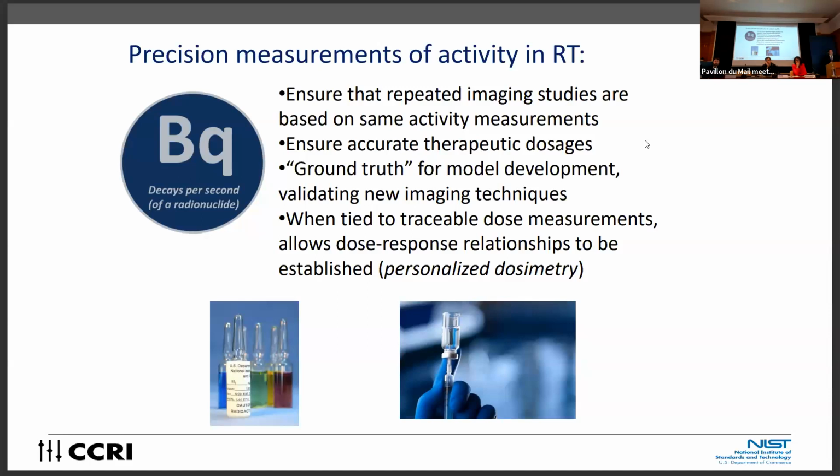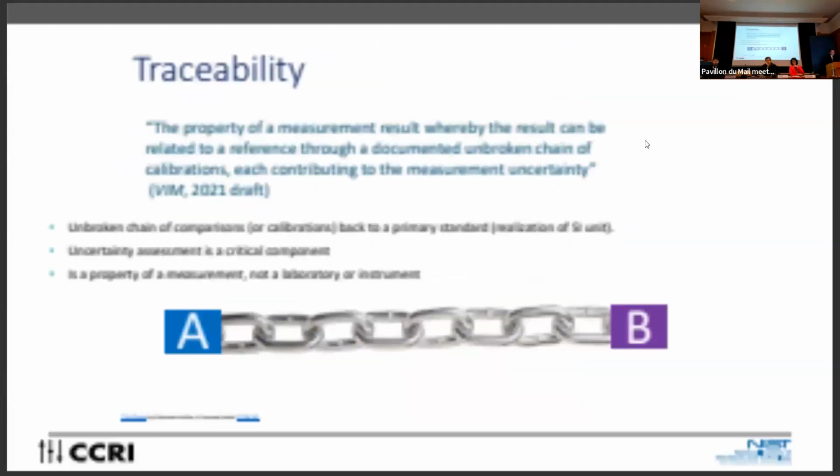It ensures that the dosages being administered to the patients in the first place are accurate and reproducible. Especially for model development, when you're validating new imaging techniques, or when you're trying to compare different radiopharmaceuticals in a clinical trial, it provides a ground truth for your measurements. And then finally, if you're able to trace or correlate those to a traceable dose measurement, it allows a true dose-response relationship to be established, and that eventually leads to real personalized dosimetry.